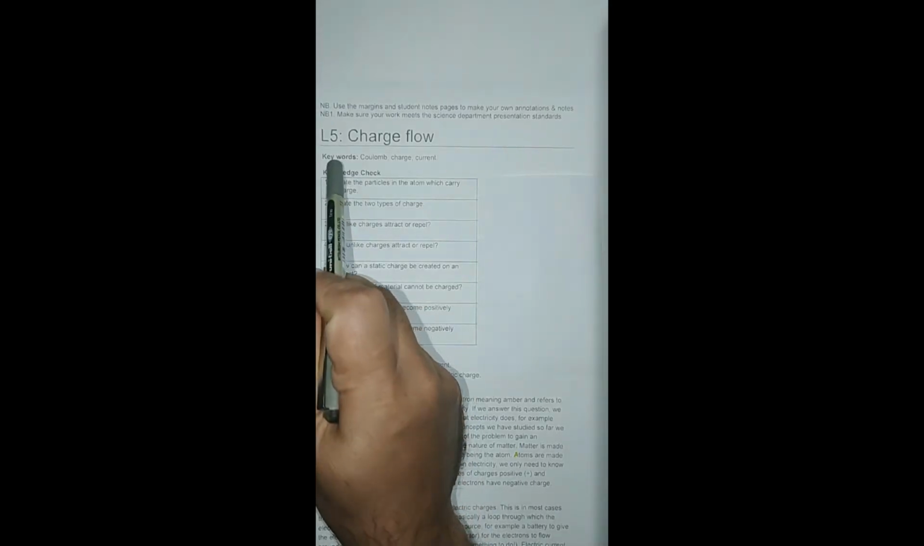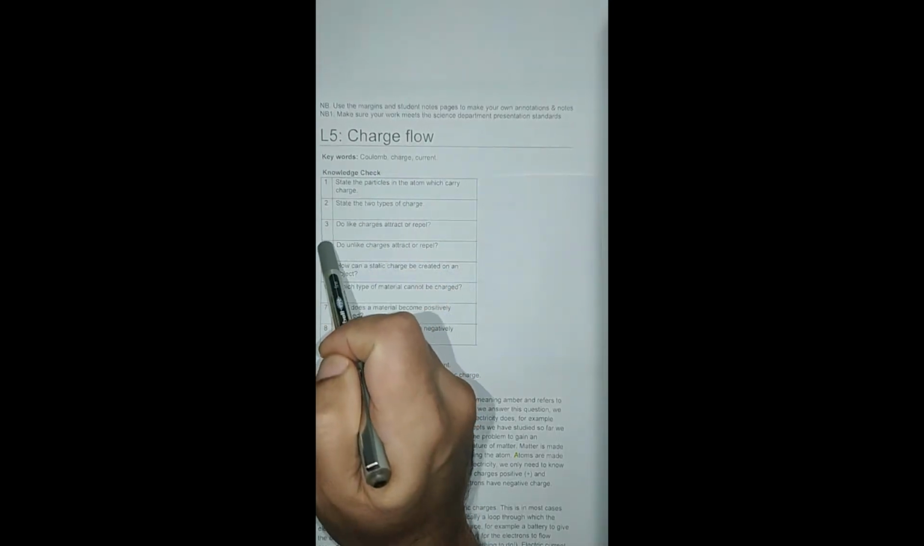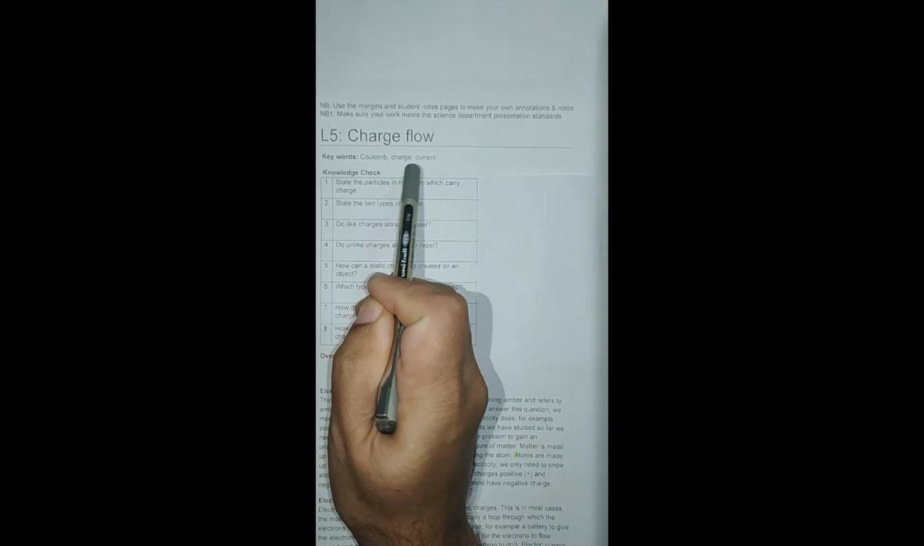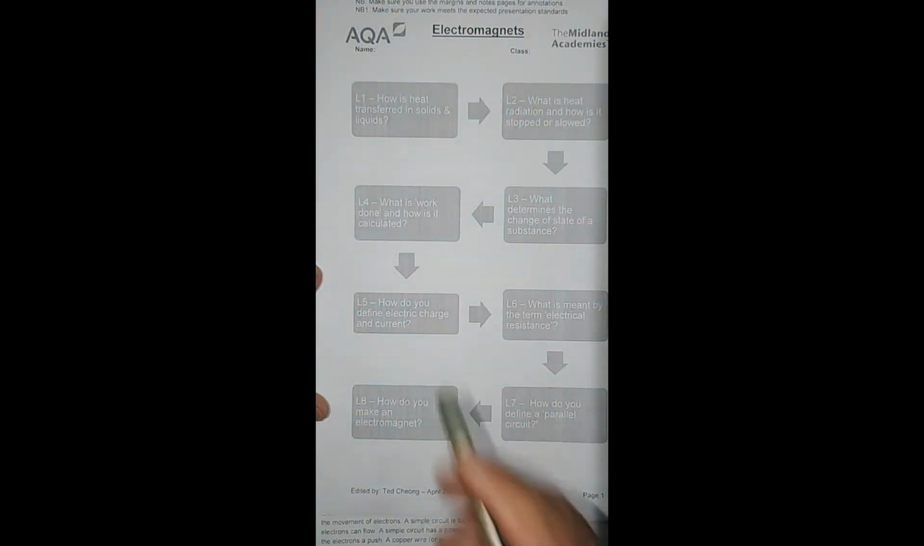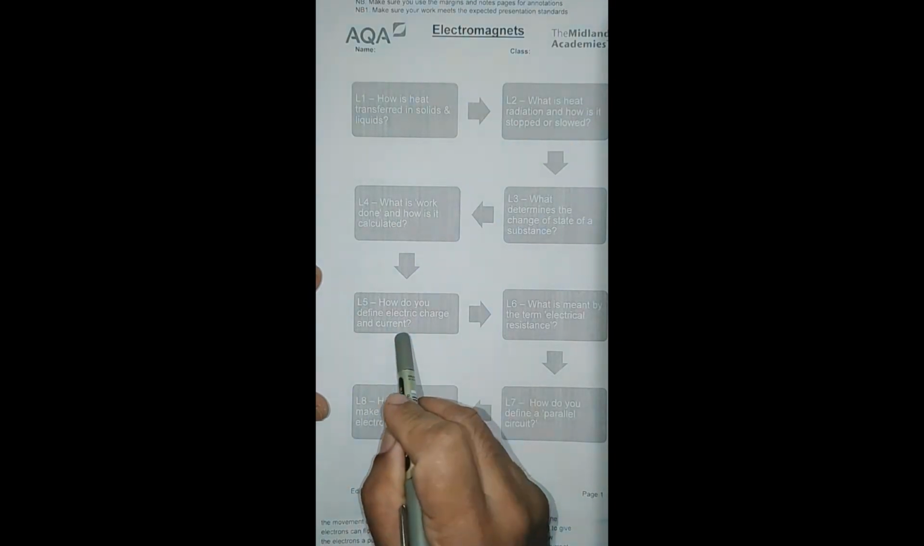Welcome to lesson number 5, charge flow. Keywords for this lesson are coulomb, charge and current. The key question for this lesson is, how do you define electric charge and current?